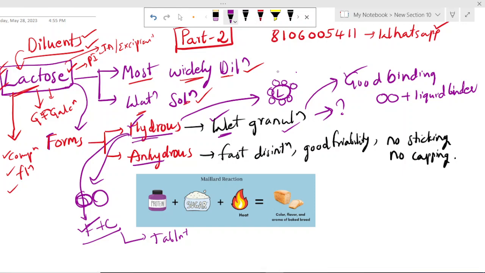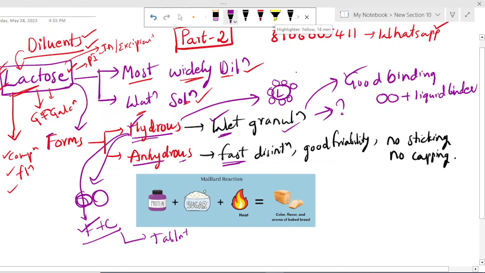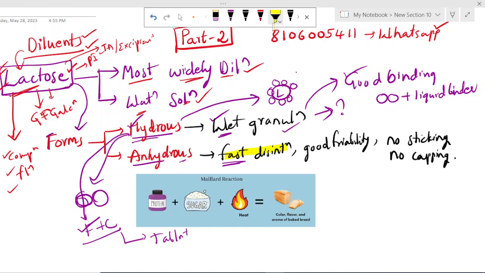Now let's talk about anhydrous lactose. As I said, as the name suggests, anhydrous lactose doesn't contain any water molecule. Anhydrous lactose is known for its fast disintegration. Why is anhydrous lactose known for its fast disintegration properties? Because of low moisture content. Anhydrous lactose has low moisture content when compared with hydrous lactose. So what happened?